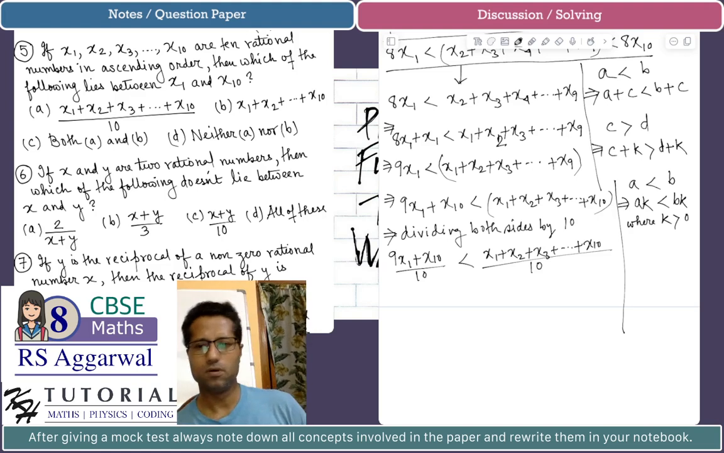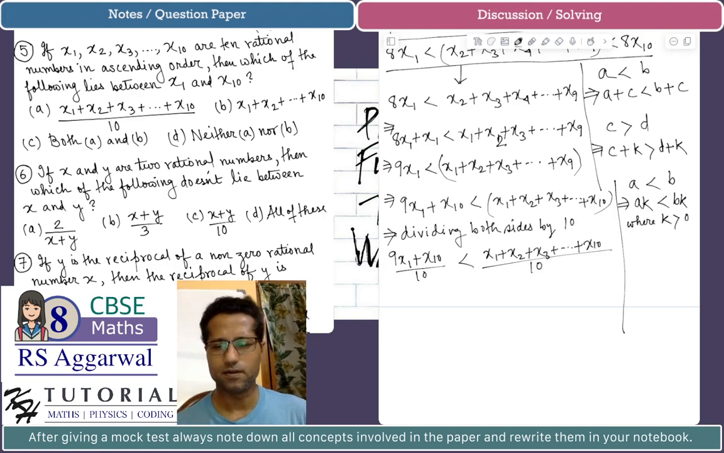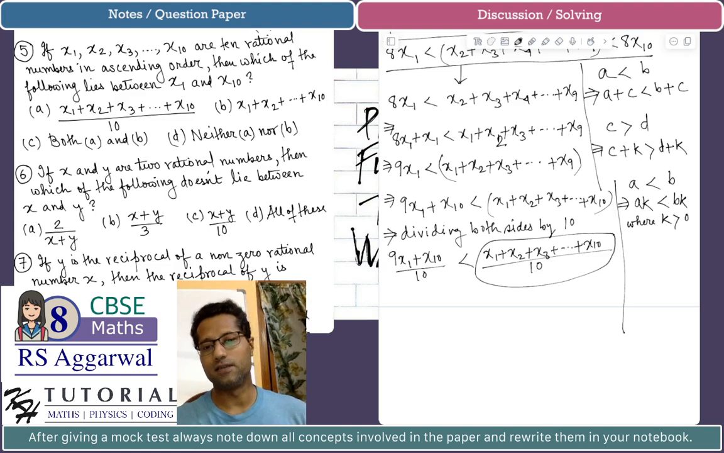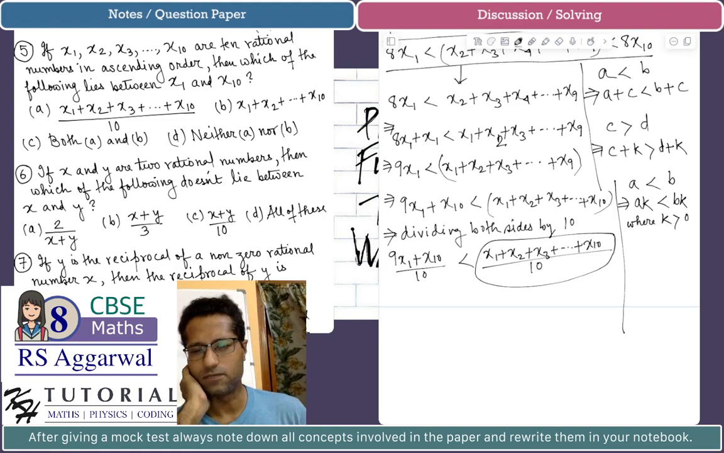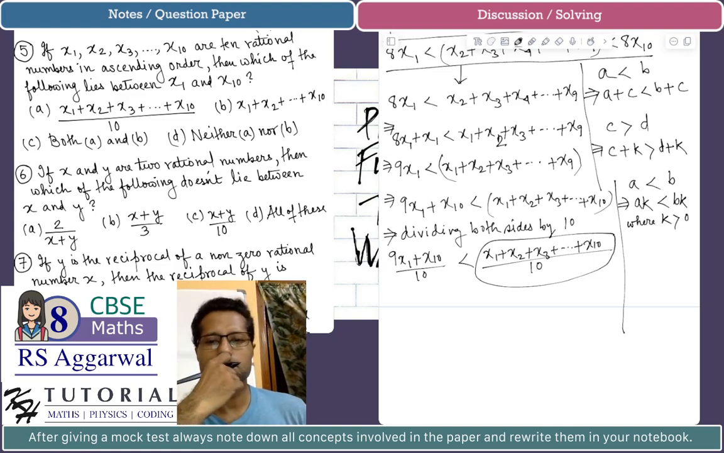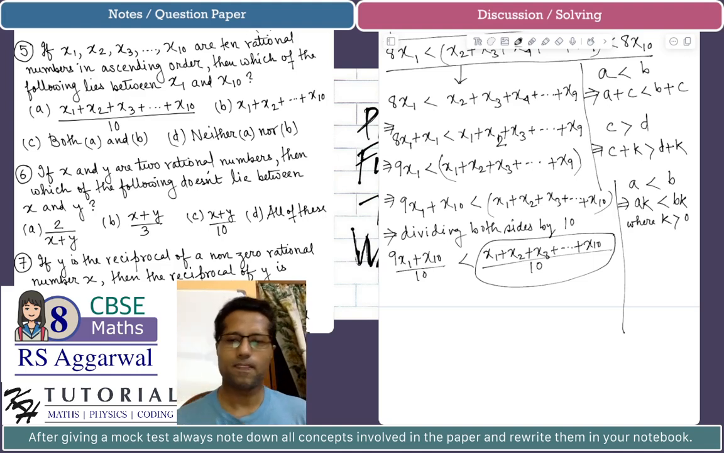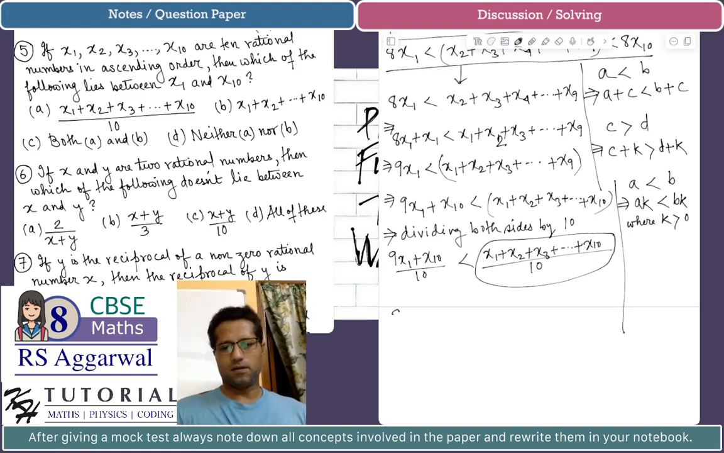But we have to check whether, on the right hand side, this is greater than x1 or not. We have to see if this is greater than x1 or not. Now, 9x1 plus x10 by 10.